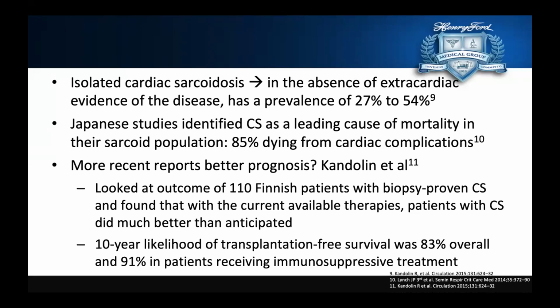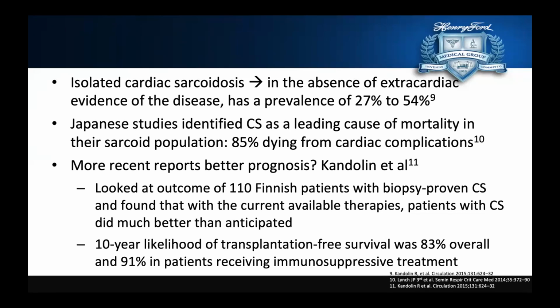Now, isolated cardiac sarcoid in the absence of extracardiac evidence of disease, again, has a prevalence of 30 to 50%, and presence of cardiac involvement, as in clinically manifested cardiac involvement, has been associated with a poor outcome, as you can imagine. Japanese studies have identified cardiac sarcoid as the leading cardiac cause of mortality in their sarcoid population, with up to 85% dying from cardiac complications.